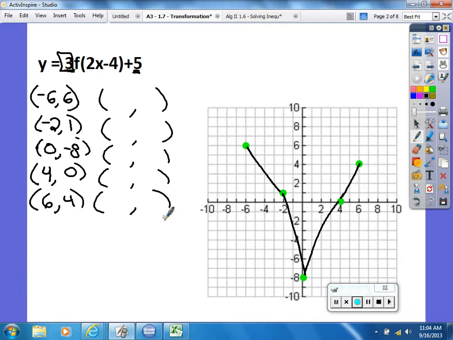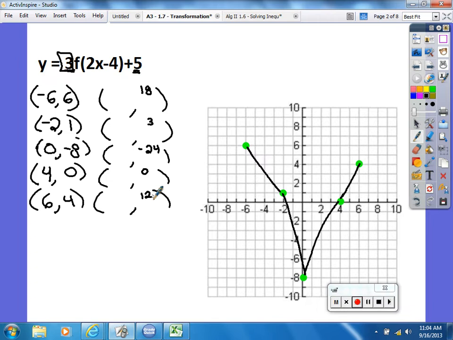I may have to do this a couple times, but you just said multiply the y's by 3, right? 6 times 3 is 18. I'm writing that tiny because I'm going to do something else to the y's here in 1 minute. Okay? 1 times 3 is 3. Negative 8 times 3 is... 0 times 3 is? 4 times 3 is? Okay. So all I did was multiply my y's by 3.